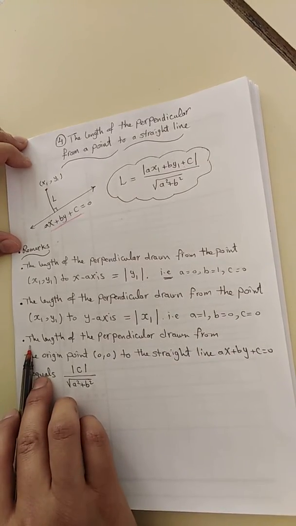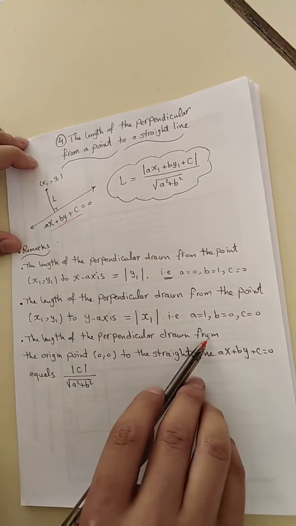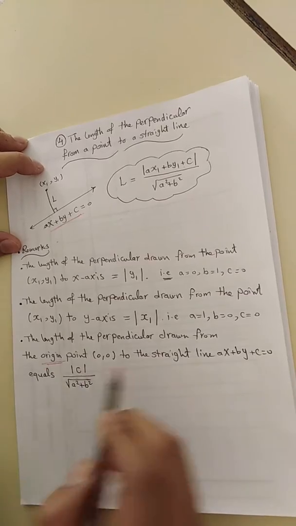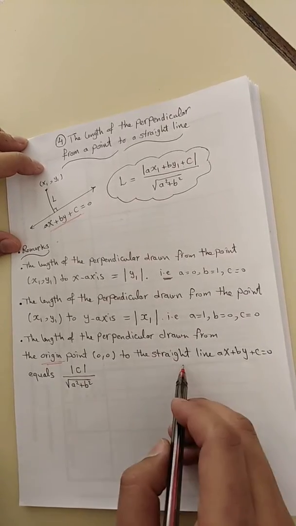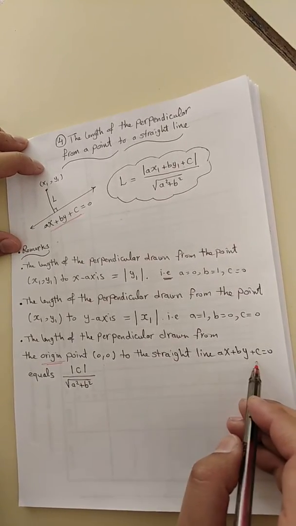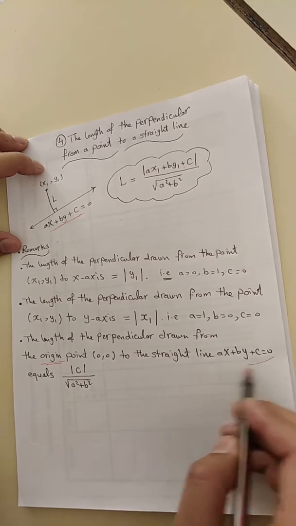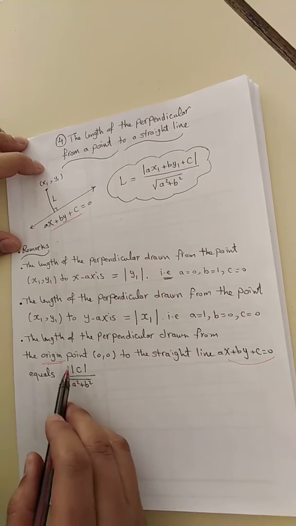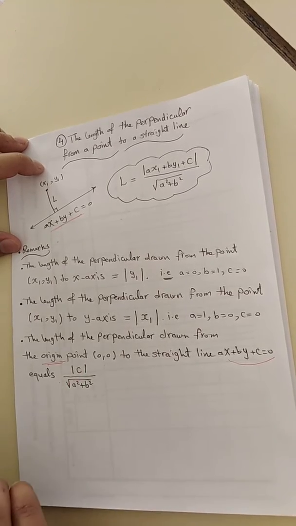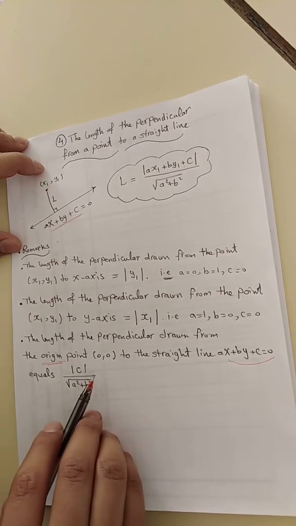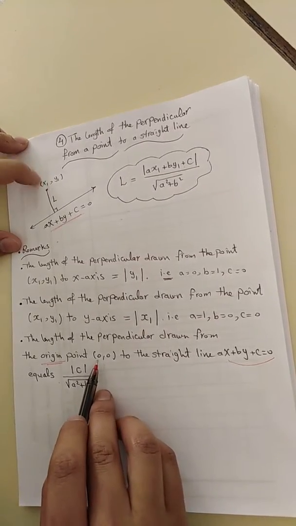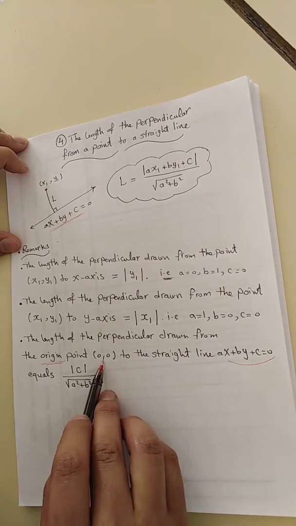In the third case, the length of the perpendicular drawn from the origin point (0, 0) to the straight line AX plus BY plus C equals 0. This is the equation. The length will equal the absolute value of C over the square root of A squared plus B squared, because the starting point is (0, 0).